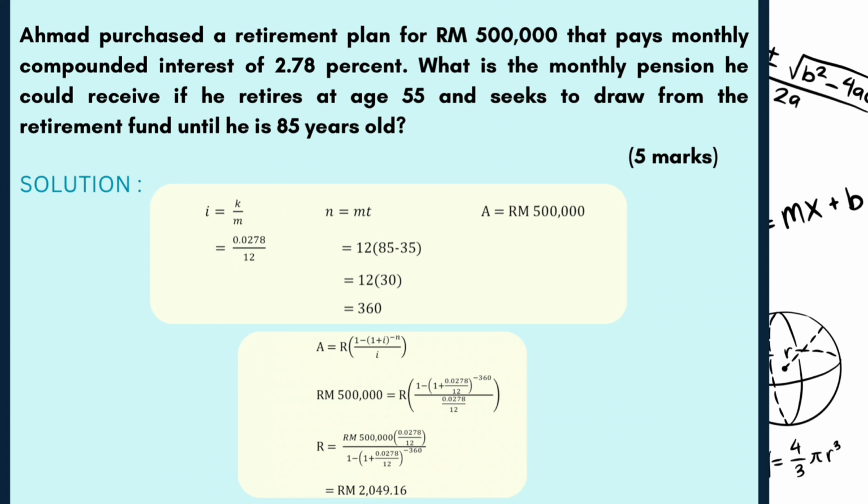Then we get 360. For this question, we use the present value formula, which is A equals R bracket 1 minus bracket 1 plus I bracket power of negative N over I bracket. A, 500,000 equals R bracket 1 minus open bracket 1 plus 0.0278 over 12 close bracket power of negative 360 over 0.0278 over 12 close bracket. Then R equals 500,000 bracket 0.0278 over 12 close bracket over 1 minus bracket 1 plus 0.0278 over 12 bracket power of negative 360. Then we get the answer Rm 2,049.16.